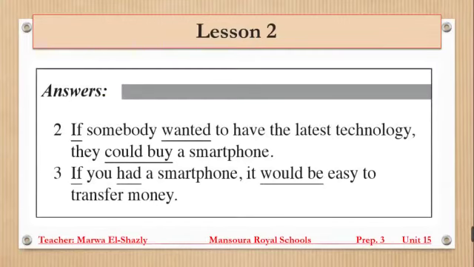Check your answers with me. If somebody wanted to have the latest technology, they could buy a smartphone. Here we underline if, wanted, could buy. For number 3, if you had a smartphone, it would be easy to transfer money. Here we underline if, had, would be.